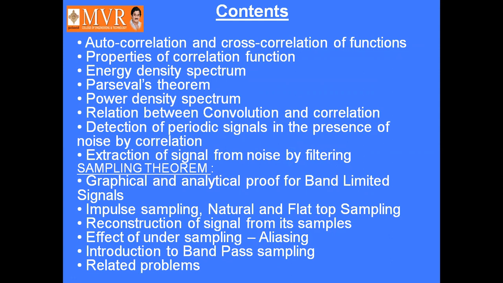properties of correlation function, energy density spectrum, Parseval's theorem, power density spectrum, relation between convolution and correlation, detection of periodic signals in the presence of noise by correlation, extraction of signal from noise by filtering, that is related to correlation. And then coming to the sampling theorem: graphical and analytical proof for band limited signals, impulse sampling, natural and flat top sampling, reconstruction of signal from its samples, effect of undersampling, aliasing, introduction to band pass sampling, and some related problems. These are the topics involved in this correlation and sampling theorem.